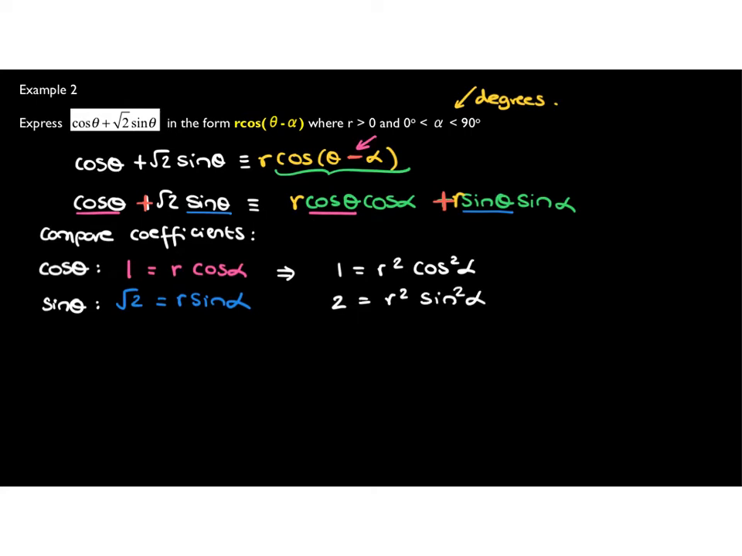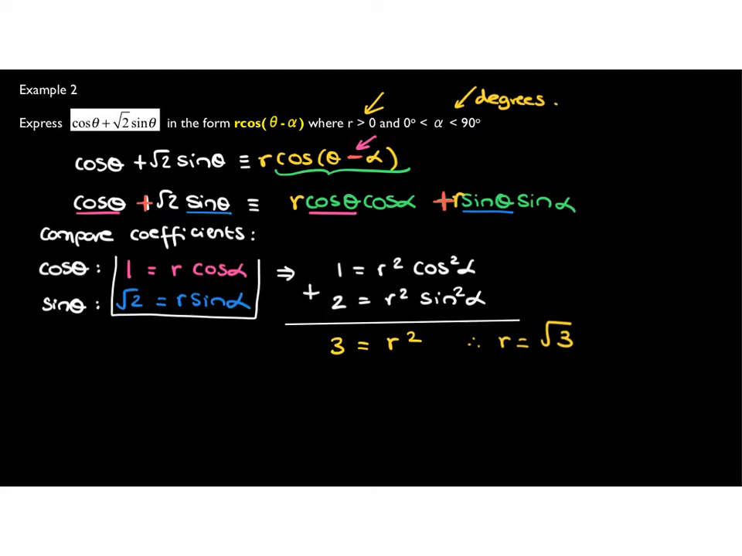And in a lot of these questions, it's essentially the same pattern each time of results. So adding these together, we get 3 is equal to r squared, and therefore r is equal to the square root of 3. Remember, r has got to be a positive value. So I can then substitute this back into either of these two results. It really doesn't matter which one we choose to sub back into. So I'm going to substitute into 1 equals r cos alpha.